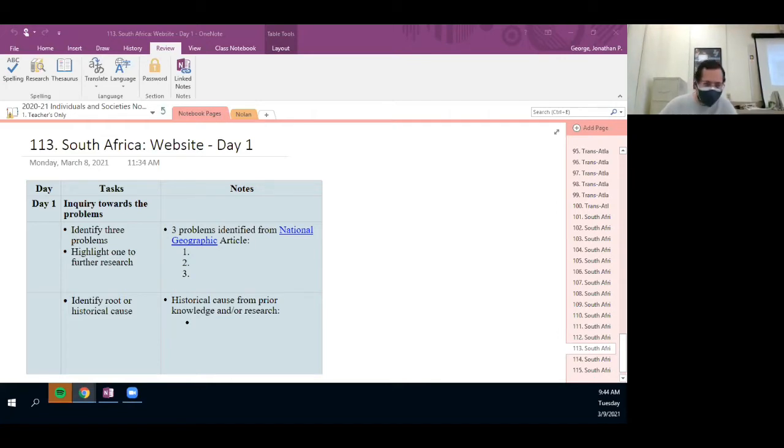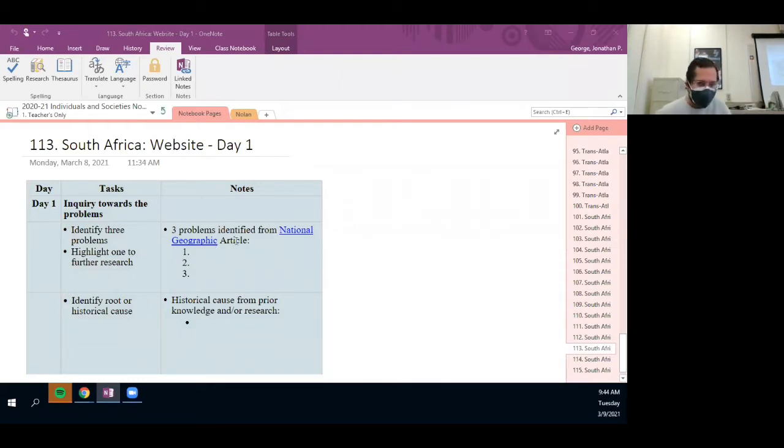All right, y'all. So here is your task today. You are not going to write in this first column, day one. You're not going to write anything in this second column under task. The only thing you're going to write on in this organizer is in the notes section. I tried to put bullet points and numbers so you get an idea of how much you should be writing in this area. Okay, so here, 3 problems identified from National Geographic article.